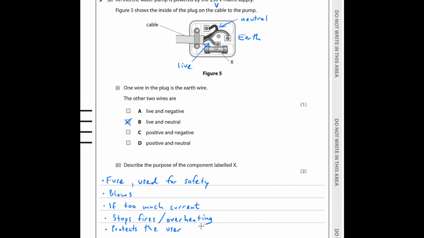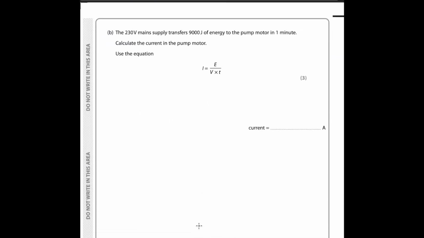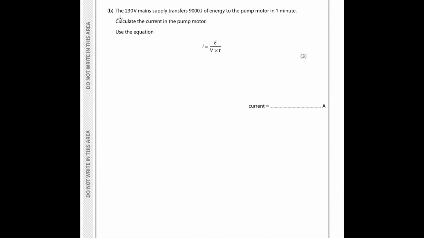So you'll definitely get 2 marks for that. Part B. The 230 volts mains, so that's our voltage, supply transfers 9,000 joules of energy, so that's E for energy, to the pump motor in 1 minute. Right, that is 60 seconds, and that's our time.